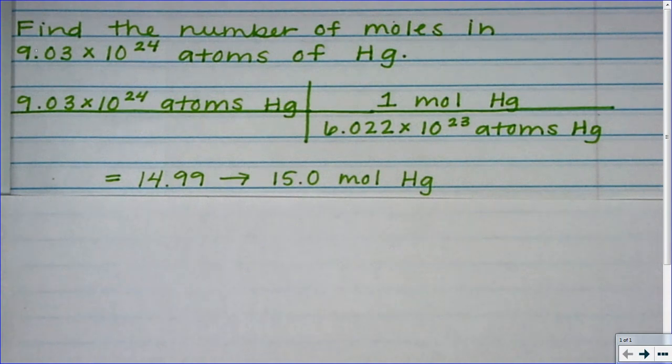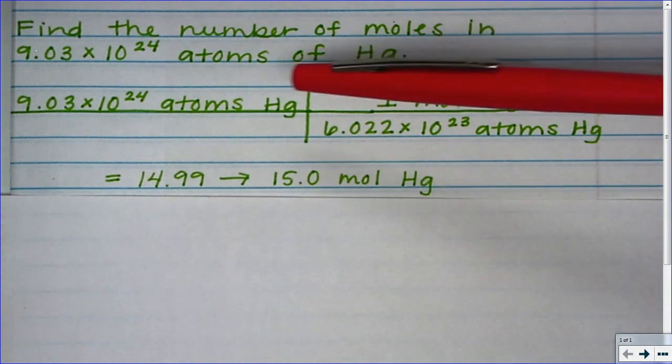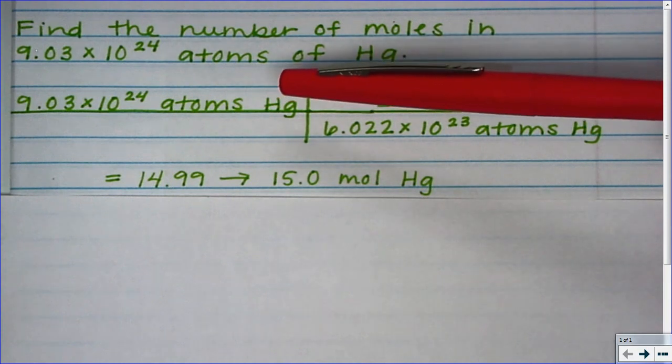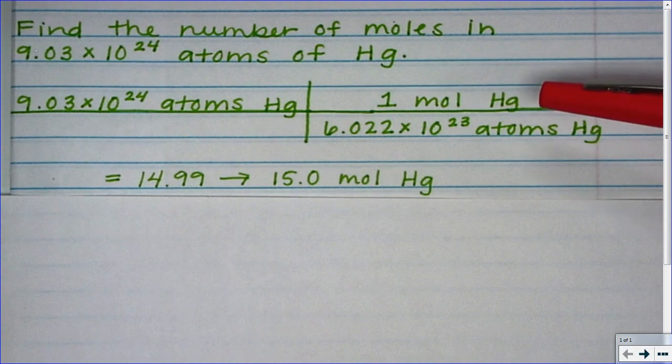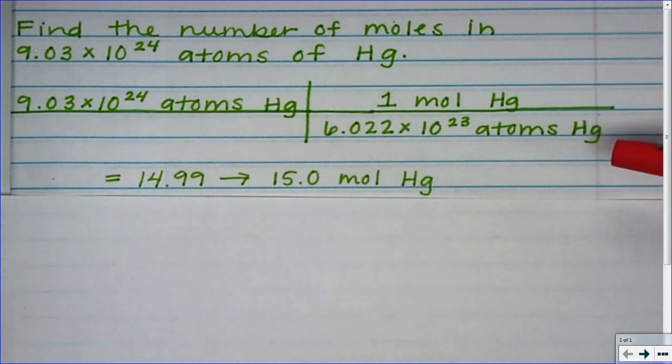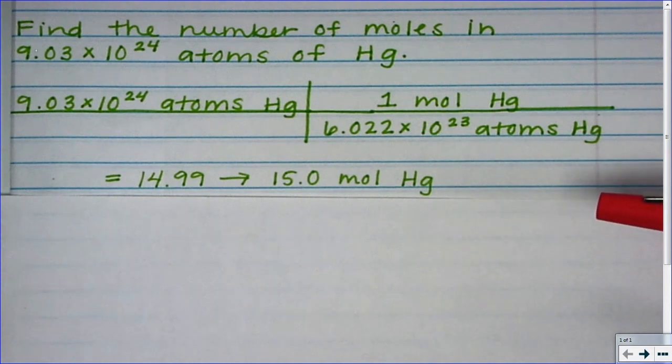And so in this problem, the easiest way to describe this to a whole bunch of people would be you want to multiply across, so you take the 9.03 times 10 to the 24th times 1, and then you would divide by the number that's on the bottom. And so your resulting number would be 14.99 with some more decimals behind that. But we want 3 sig figs, so we would need to round that to 15.0 moles of Hg.